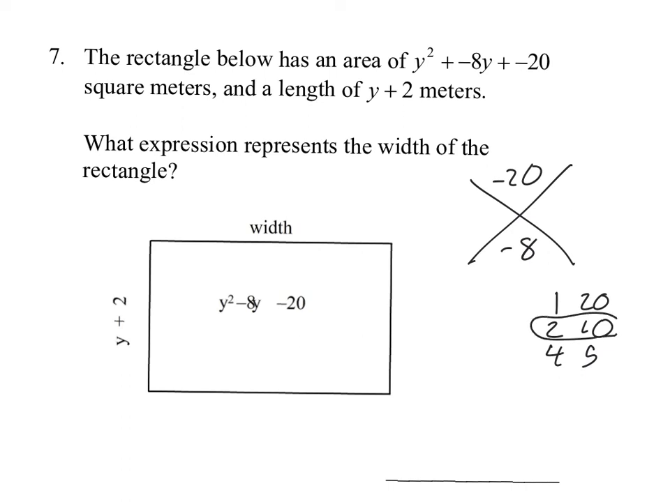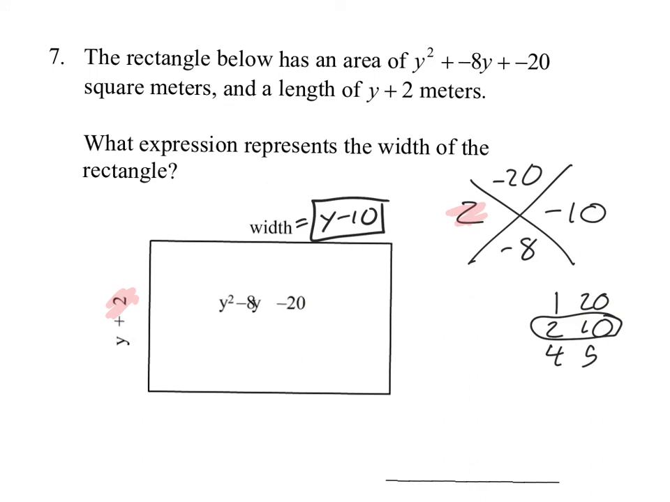I think it's going to be 2 and 10. I think you're going to have to make a 2 and a negative 10. And sure enough, 2 times negative 10 does equal negative 20, and 2 minus 10 equals negative 8. And look, like I said before, one of the factors would be 2. The other one is 10. So when I go to write my answer, my width must be y minus 10. Boom. That's the actual answer.